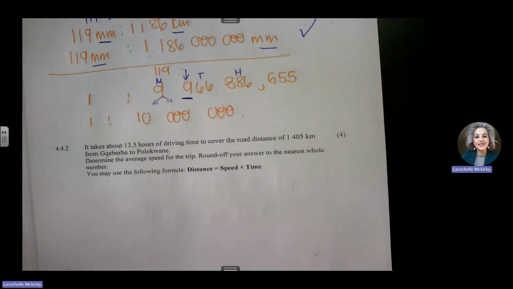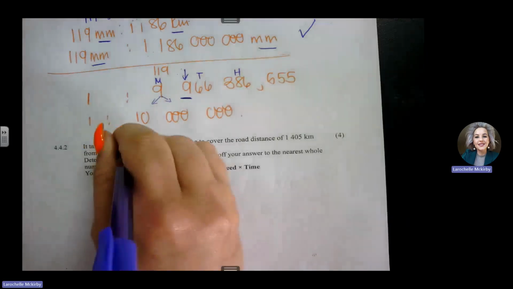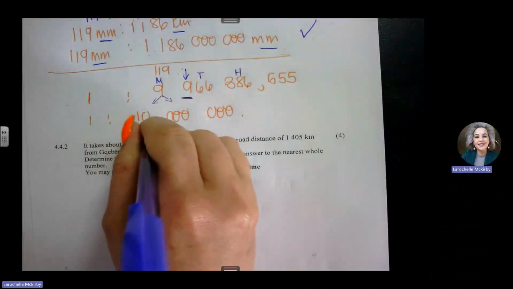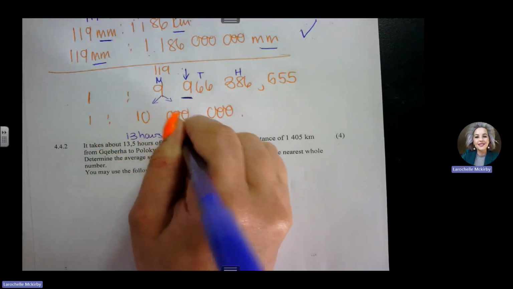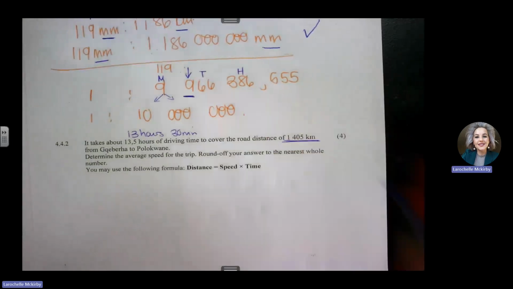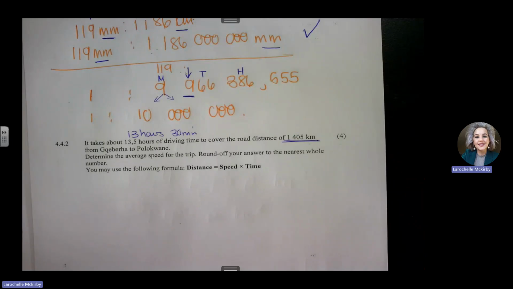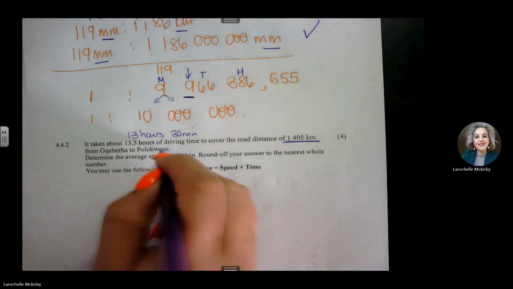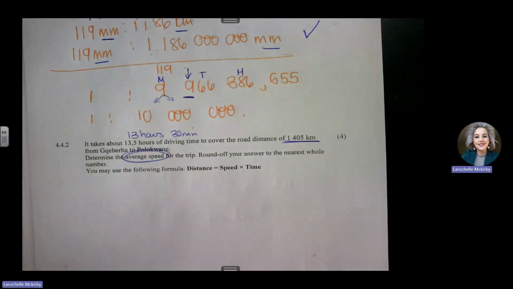Let's look at the next question. 4.4.2. It takes about 13.5 hours, which is also known as 13 hours and 30 minutes of driving time to cover the road distance of 1,405 kilometers from Gqeberha to Polokwane. Determine the average speed of the round trip. Round your answer to the nearest whole number.